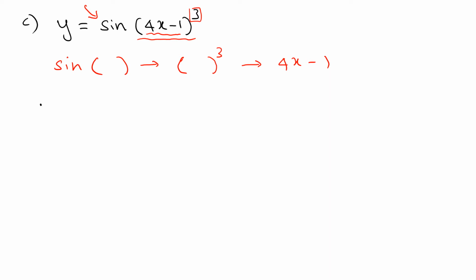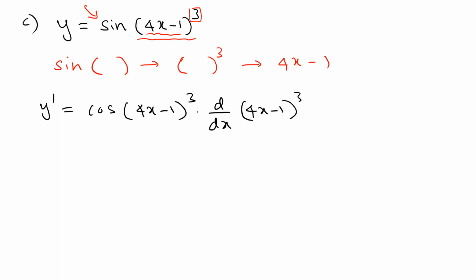So it is y prime. We can start with the outermost function, which is cosine. The derivative of sine is cosine of whatever the inside function is, so I'm going to repeat it, and then multiply by the derivative of the next inside function. The next inside function is (4x minus 1) to the cube. That's the next inside function.